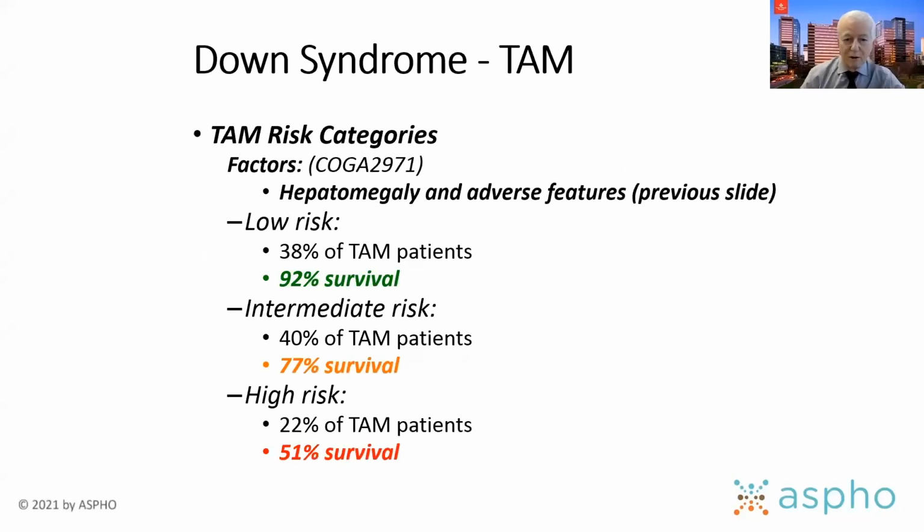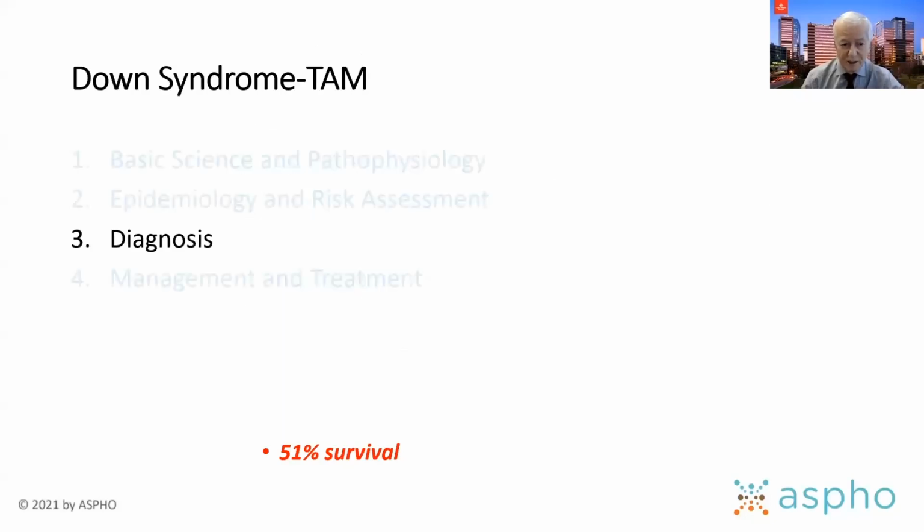So there are some risk categories that were sort of cemented by the COG study A2971, in which hepatomegaly and the other adverse features I just mentioned are categorized into various risk groups. And those patients who have maybe one or none of those risk factors have a 92% survival. If you have 2 or 3 of them, the survival drops to 77%. Those patients who have 3 or 4 or 5 of them have only about 50% survival.